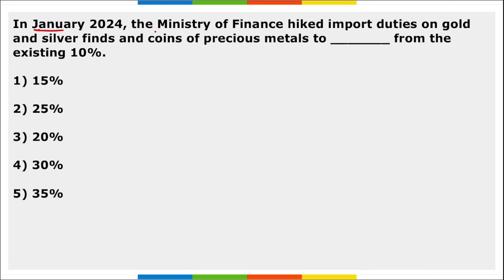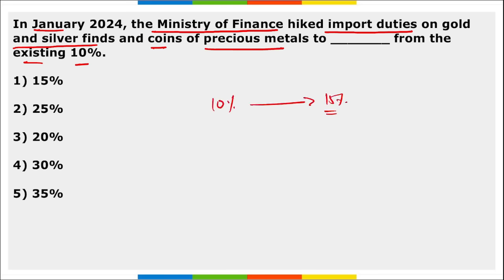Next, in January 2024, Ministry of Finance hiked the import duties on gold and silver fines and coins of precious metals to dash from the existing 10%. So the import duties on gold and silver fines and coins of precious metals were increased from 10% to 15%. Next, right option here becomes option 1.